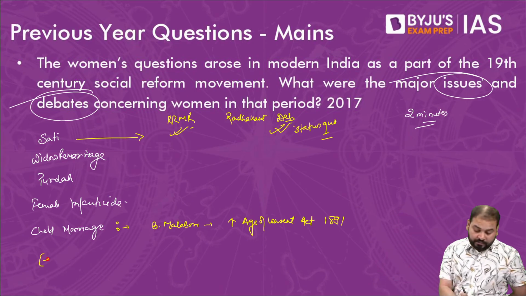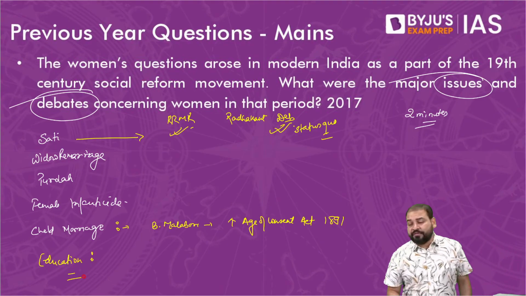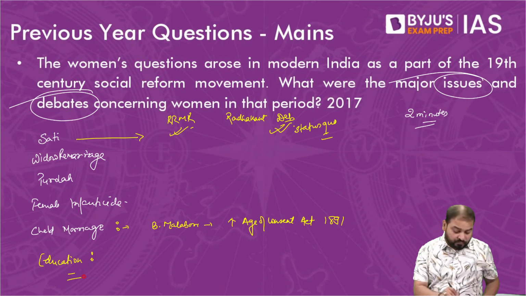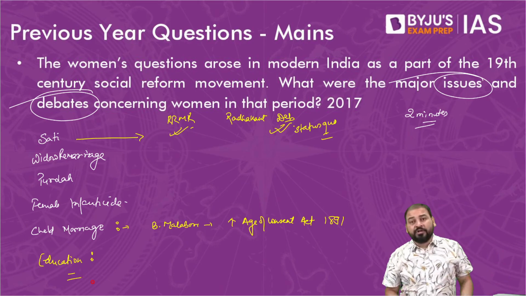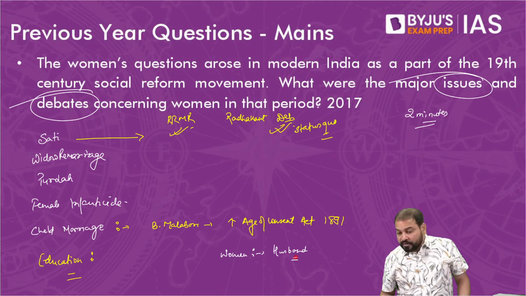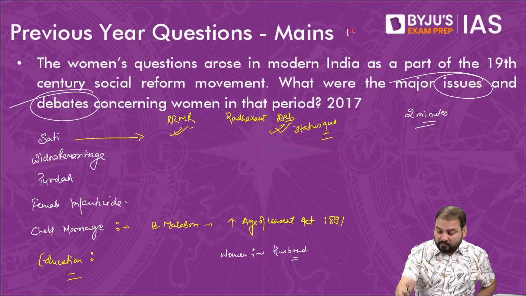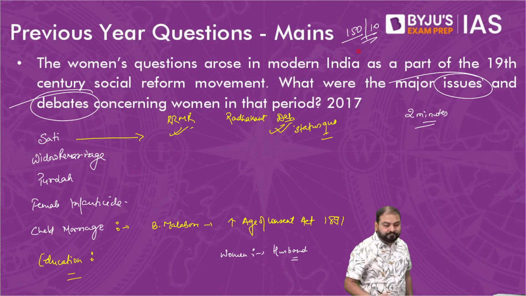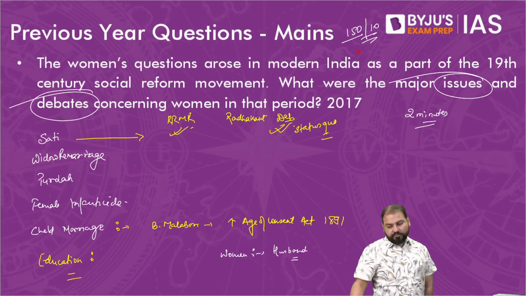Similarly, female education. People like Ishwar Chandra Vidyasagar and others wanted that females should get education. On the other hand, you had people who said if women get education, the husbands will die young. Such thinking was there. A 150-word, 10-marker. Can you write this answer?